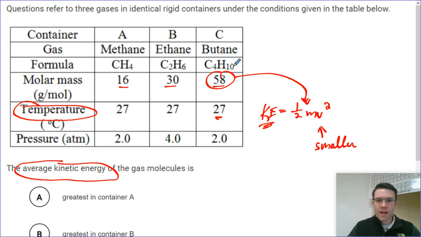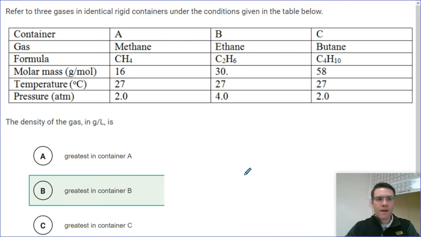And lots of AP questions that involve that are talking about rates of effusion, gas particles going through a tiny little pinhole, or rates of diffusion of a gas. The smaller the molar mass at the same temperature, it will diffuse faster because the gas particles are moving faster.